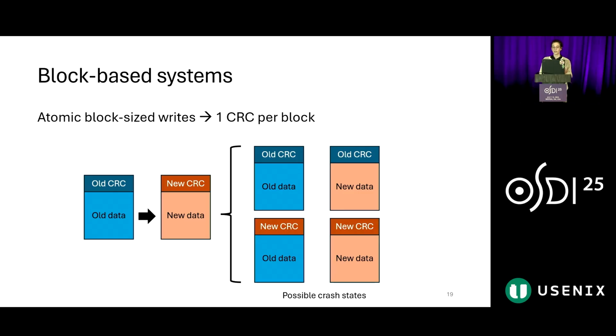these devices provide atomic block-sized writes, usually 512 bytes or 4 kilobytes. CRCs are usually 4 or 8 bytes, and so it's very easy to store one CRC per block and then update the CRC and all the data in that block atomically with respect to crashes. And this rules out these inconsistent states we were considering earlier.